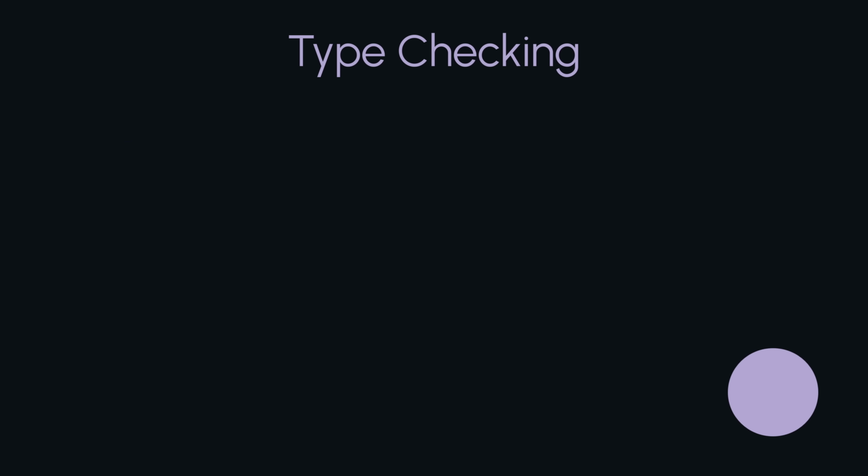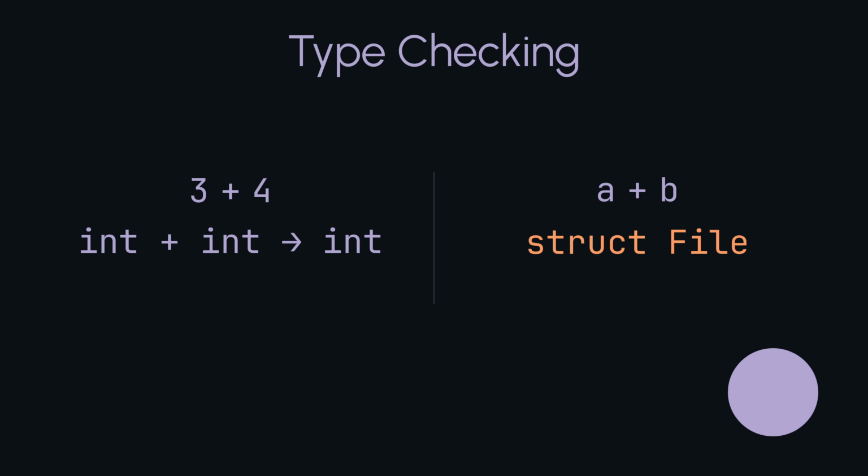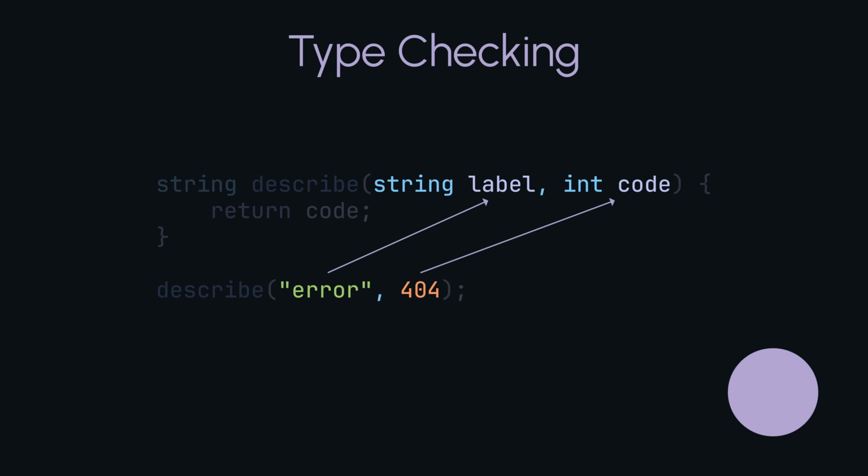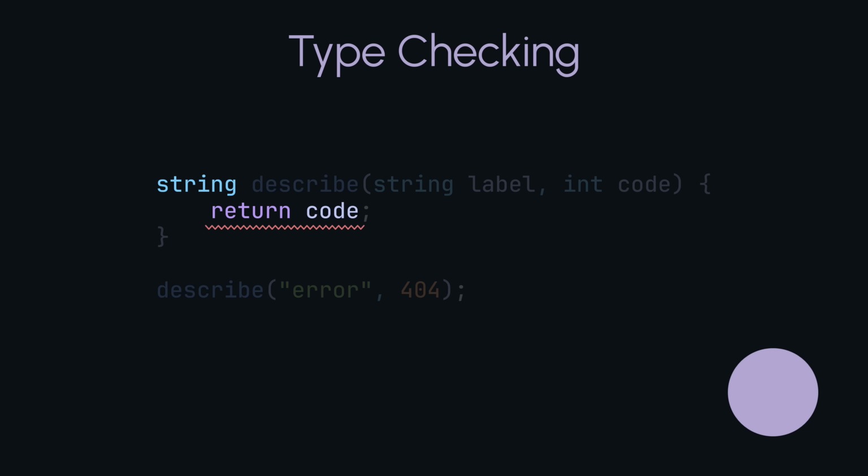Now we get to the big one, type checking. This is probably the most substantial part of semantic analysis. At its core, type checking means verifying that operations are applied to compatible types. The semantic analyzer checks, are the operands of an operator valid? You can add two numbers, but can you add two structs? Do the arguments in a function call match the parameter types? Does the return value of a function match its declared return type?